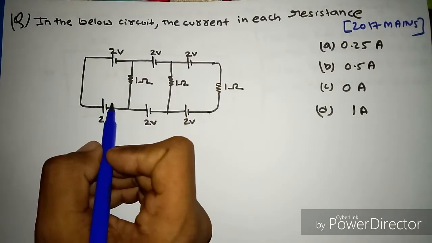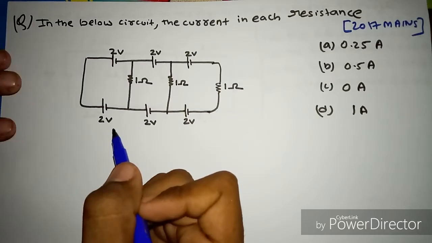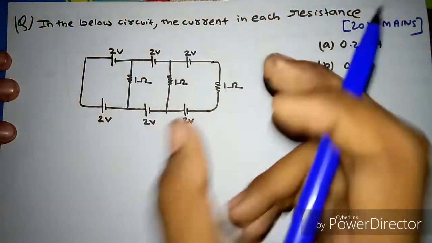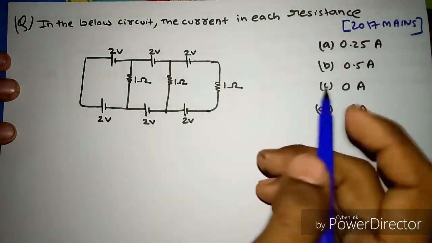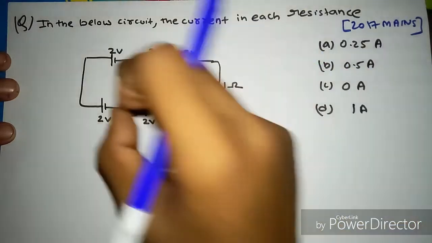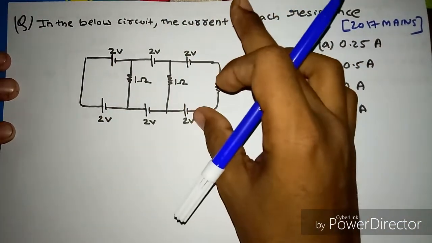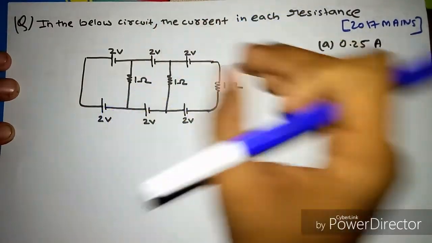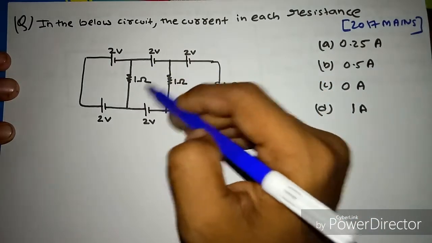Okay, so the next problem says, in the below circuit, we have to find the current in each resistance. So how do we do this? Now see, the potential difference across each resistor is 0. Here is also 2 volt, here is also 2 volt. So the potential difference across each resistor is 0.